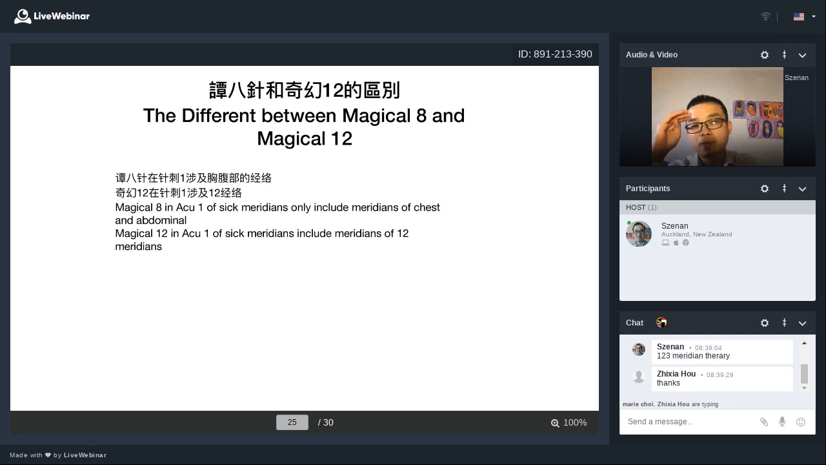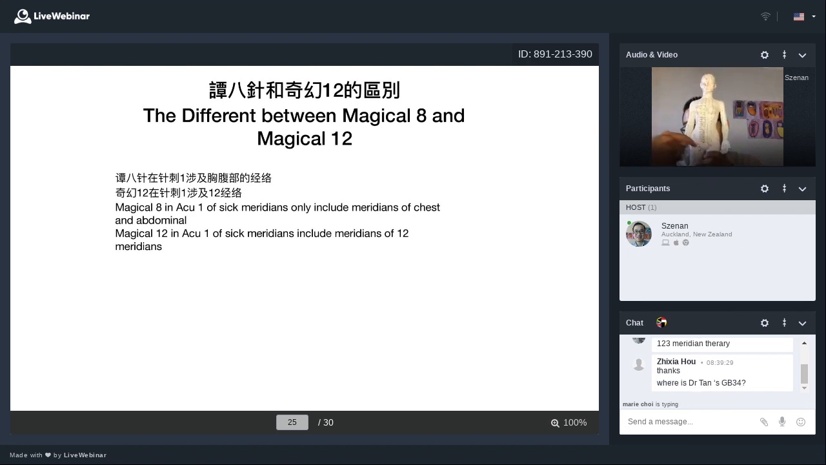So when we talk about balance method acupuncture, we're going to go through acupuncture 1, 2, 3. Acupuncture 1 is six meridian. So with Magical 8, the patient comes to you and they just have a problem here on the tummy. They don't have any other conditions, just in the tummy. Whatever meridian you find here, just in the tummy, without any pain or other symptoms at all, then you use Magical 8.